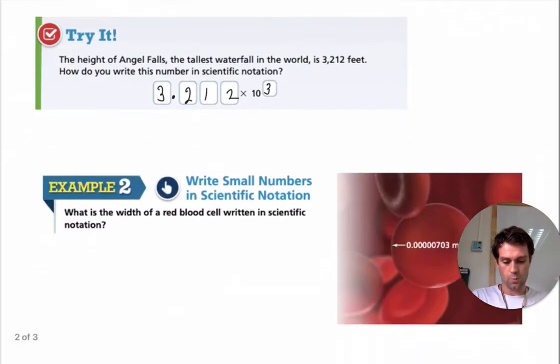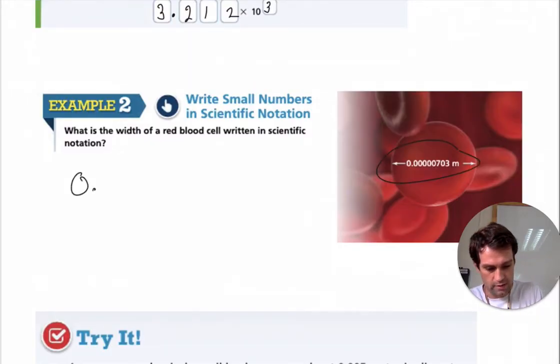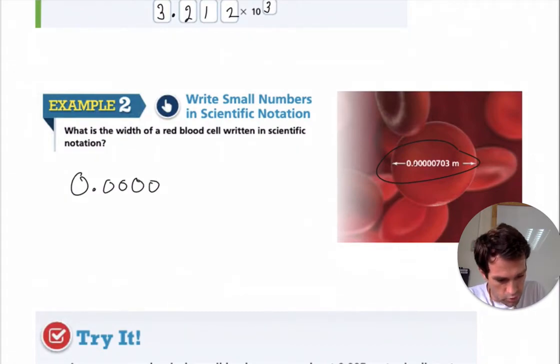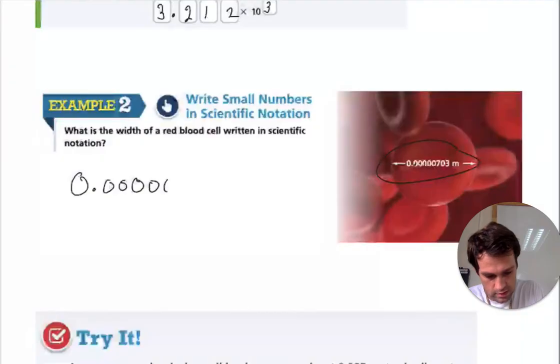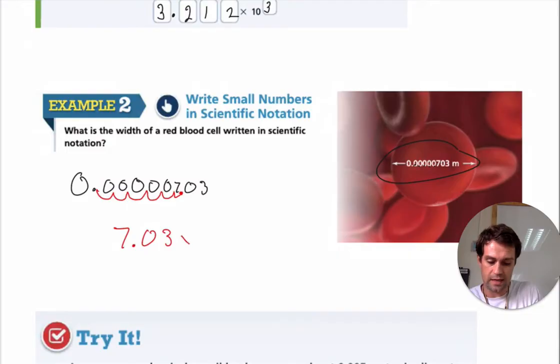Okay? Write small numbers with scientific notation. So we have this really small number here, 0.00000703. We have 1, 2, 3, 4, 5 zeros, then 703. So we can count our decimal places: 1, 2, 3, 4, 5, 6. So it's going to be 7.03 times 10 to the power of -6.